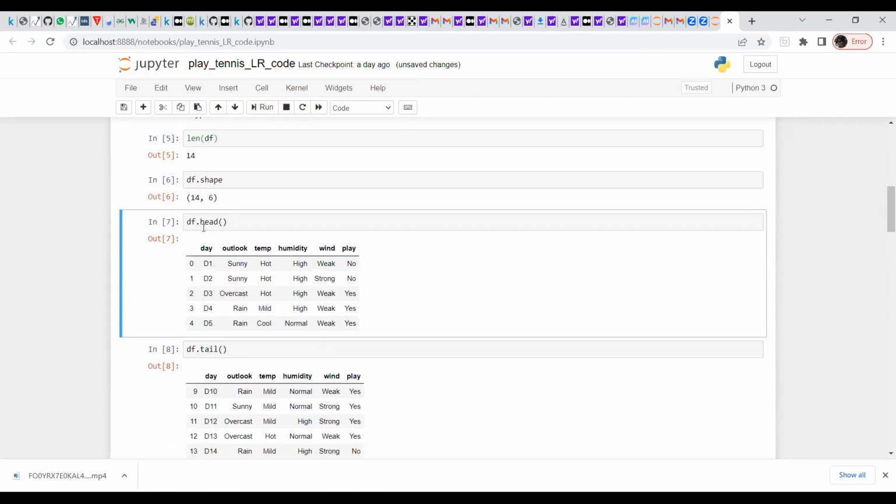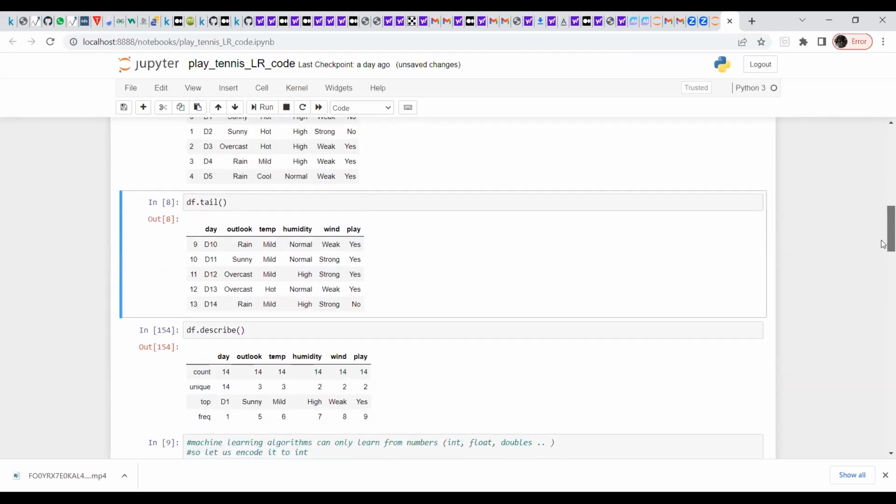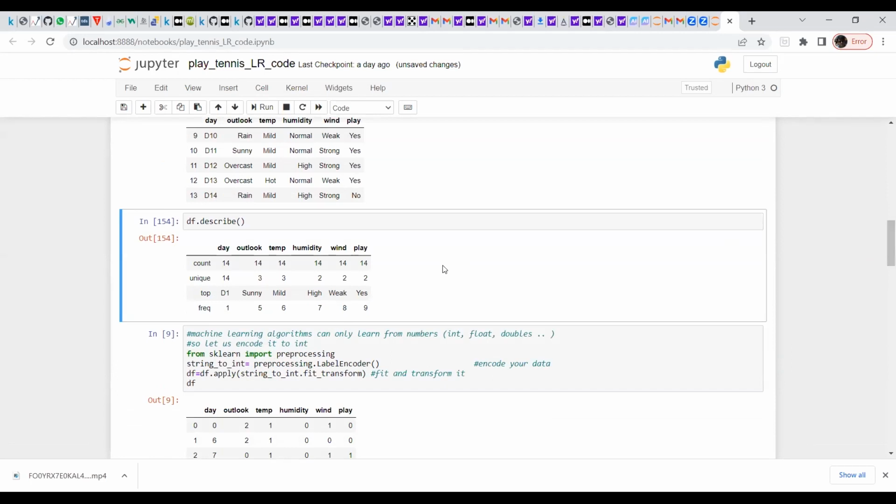Then df.head basically depicts that we get the top 5 rows of the data set and all the columns. Tail again is the last 5 rows. Then this is the basic description of the data. What is the count? What are the unique values? What is the frequency?